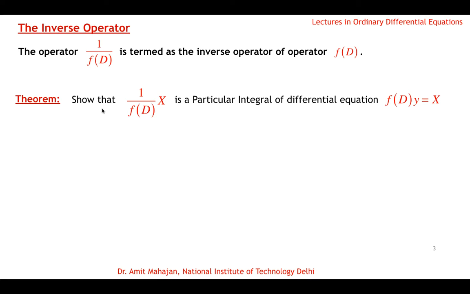This theorem says that 1 over f(D), this inverse operator, when operated on the capital X, is a particular integral of the differential equation f(D) y = X, where this X is nothing but the right hand side of the non-homogeneous system. So if you are given a non-homogeneous differential equation f(D) y = X, then this differential equation has a particular integral given by 1 over f(D) X, that means the inverse operator operated on the capital X.